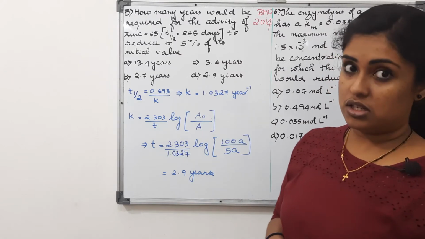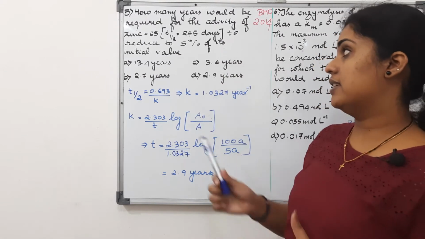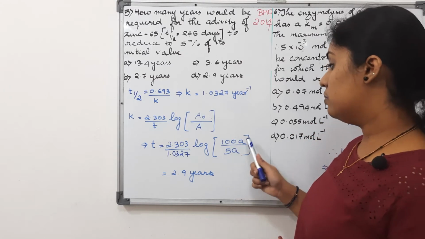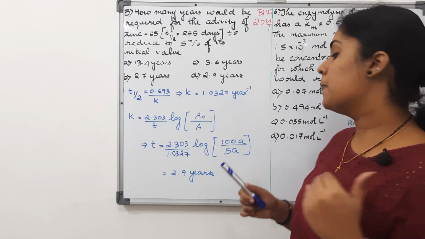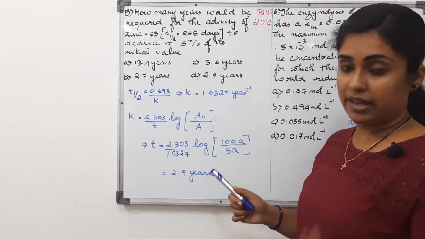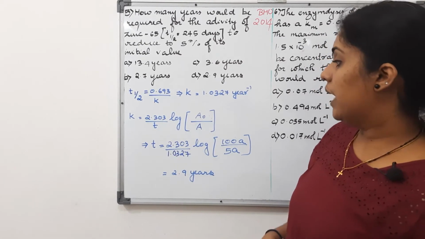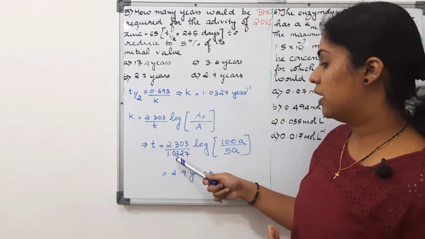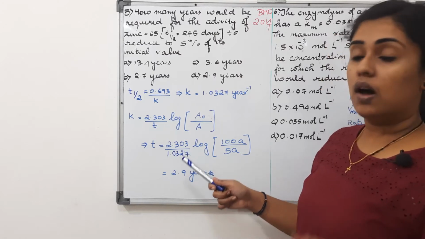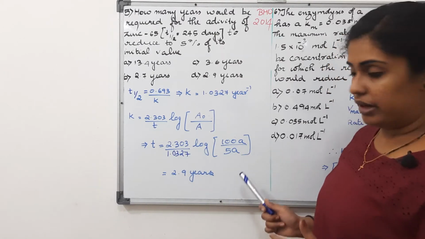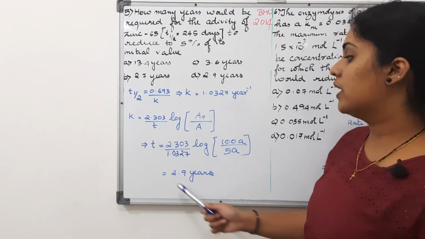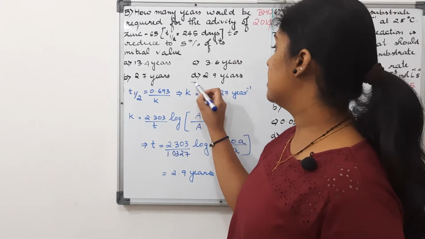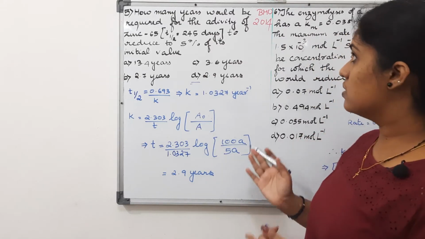Now your final concentration is getting reduced to 5%. So you finally have 5% of the initial one. So 100A would be your initial concentration, and final is just 5%, which is 5A. Okay. So if you do that, your time T will turn out to be 2.303 by this K value, that is 1.0327, log 100A by 5A, and when you solve this, you will get your T value to be 2.9 years, and that is your option D. So option D is the right answer for this question.